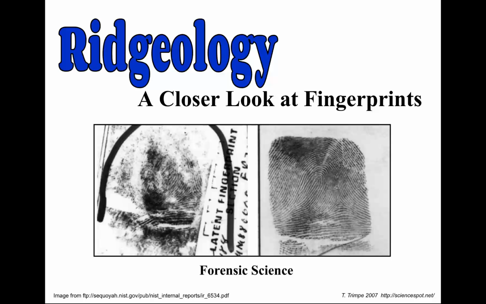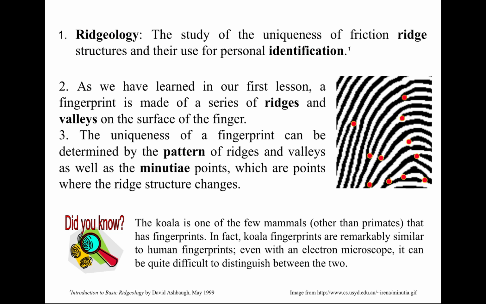This is the mini lesson on Ridgeology, which has to do with the fingerprints that we learned about previously. Ridgeology is the study of the uniqueness of a friction ridge structure and how it's used for identifying particular people. So you can see on this graphic here, these little red dots are marking different parts of the friction ridge that can be used to identify someone.